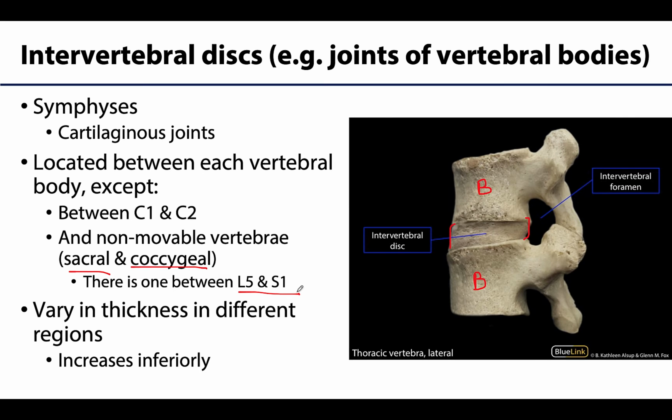And the size of the intervertebral disc will vary in different regions. The discs will get larger the more inferior you get. So we are looking at a lumbar region here, so you can see it can actually get quite large.